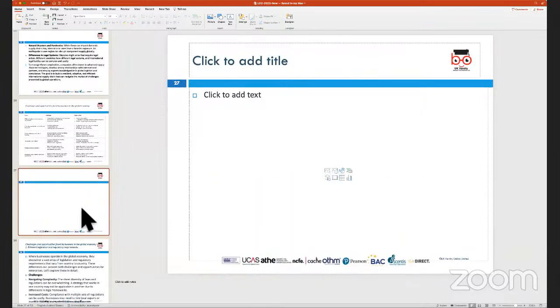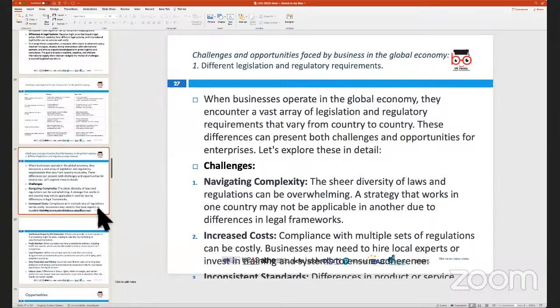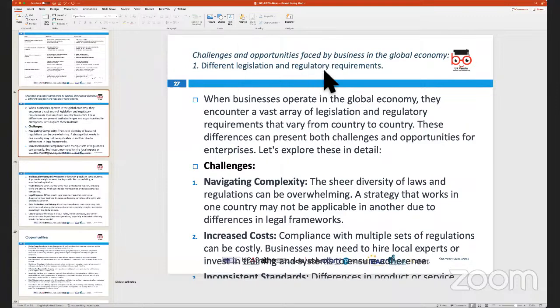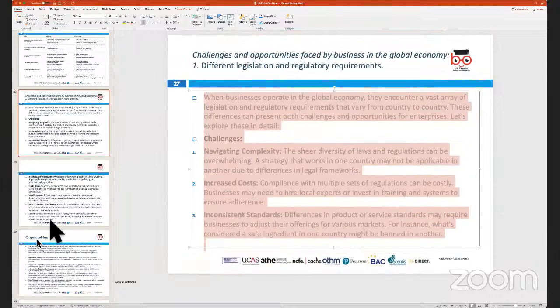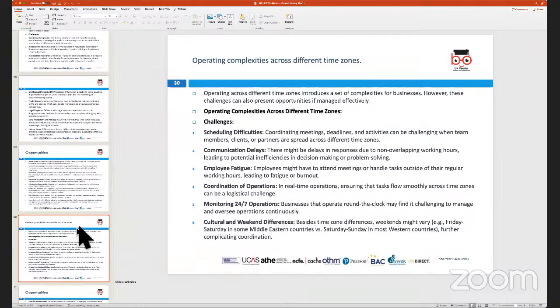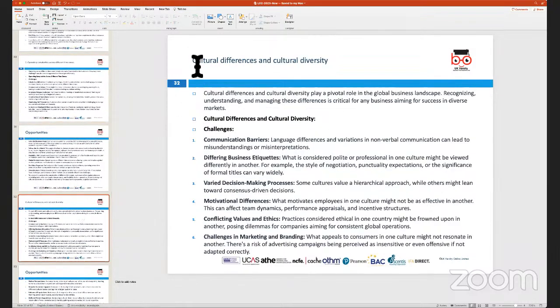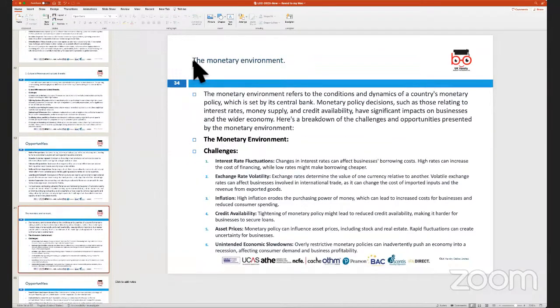Okay. So when we talk about, in general, the challenges and opportunities faced by business in a global economy, there are 6 points that we have to discuss. So what I've done is I've created individual slides for each of the points, things like legislation, what could be the challenges and what could be the opportunities. So one slide for challenges, one slide for opportunities. Similarly, when we talk about the second challenge, which is operating in complexities of different time zones, there are 2 slides there. Then we look at cultural differences and diversity. Then we look at monetary environment.